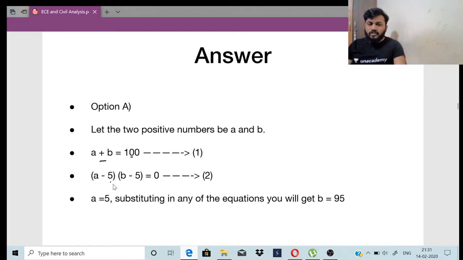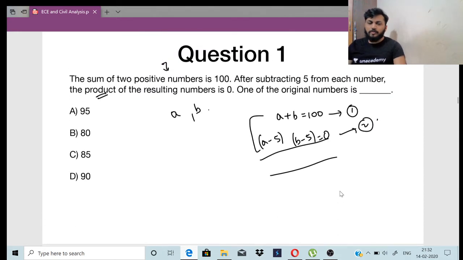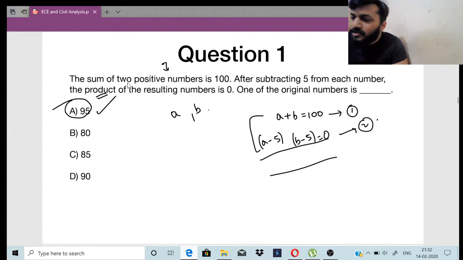Now solve both equations. You will get the value of A to be 5. Substitute A: 5 plus B equals 100, so B is 100 minus 5, which is 95. So one number is 5, another number is 95. Go back to the options. 5 is not given, so go for the other number, 95. Option A, 95 is the right answer. Clear, boys? Shall I move on to the next one now?